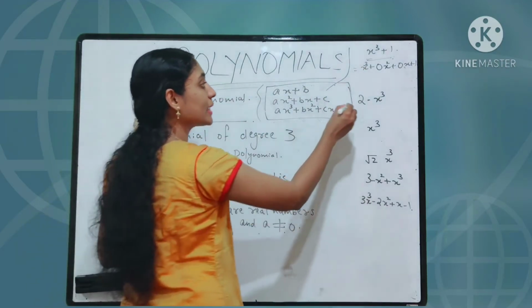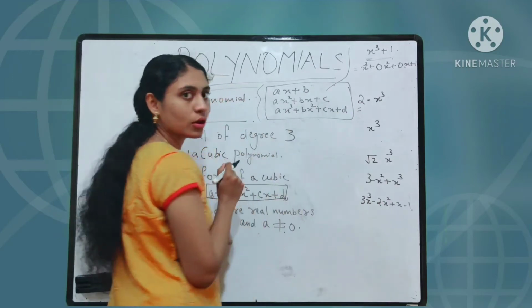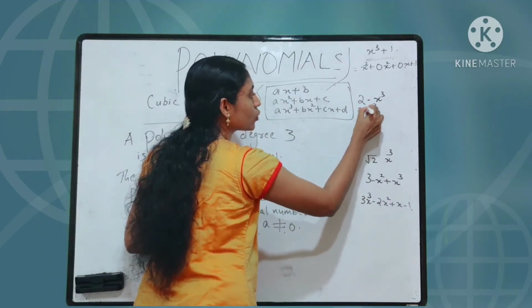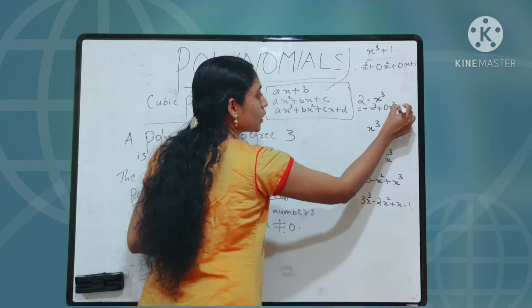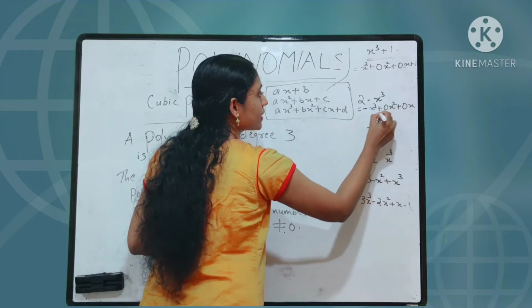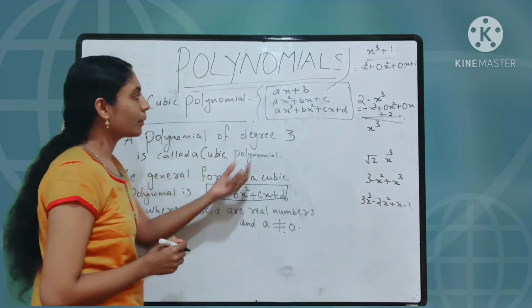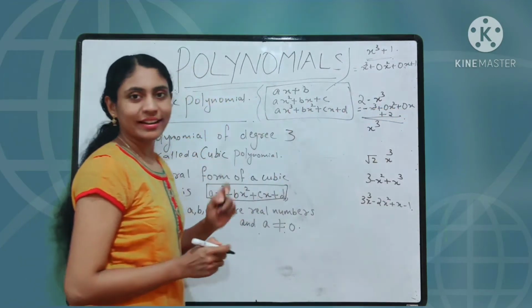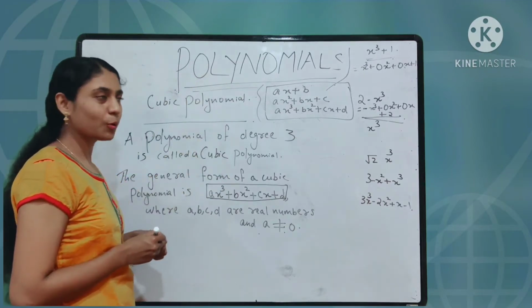And what about 2 minus x cube? This can be written in the form ax cube plus bx square plus cx plus d, right? So this can be written as minus x cube, here also the x square term and x term are 0, so minus x cube plus 0x square plus 0x plus 2. So this is again an example of a cubic polynomial of the form ax cube plus bx square plus cx plus d, and is having degree 3.